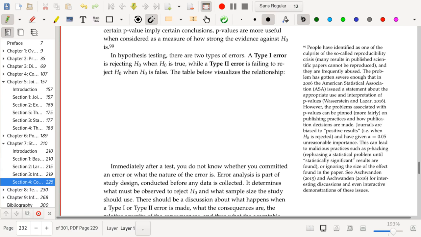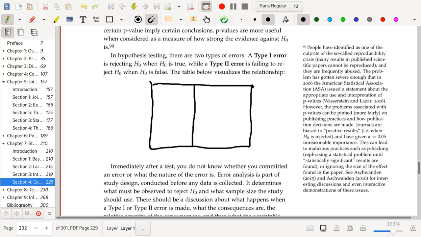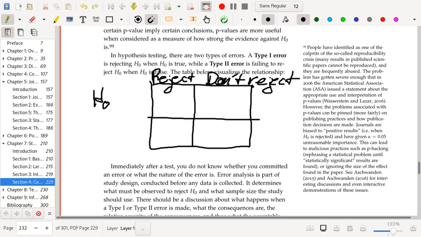I actually like to construct a table when trying to visualize the relationship amongst these types of errors. So we have a couple different options. We can reject a null hypothesis or not reject. You can either reject or not reject. And the null hypothesis is either true or false. So the rows correspond to a state of nature. In nature, the null hypothesis is either true or false. And the columns correspond to a decision on your part as the study practitioner, as the person initiating the study, where you're either rejecting or not rejecting the null hypothesis.